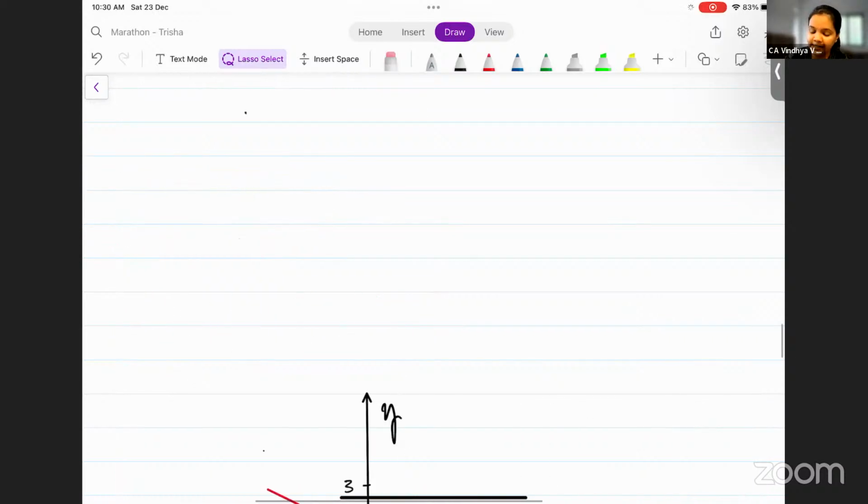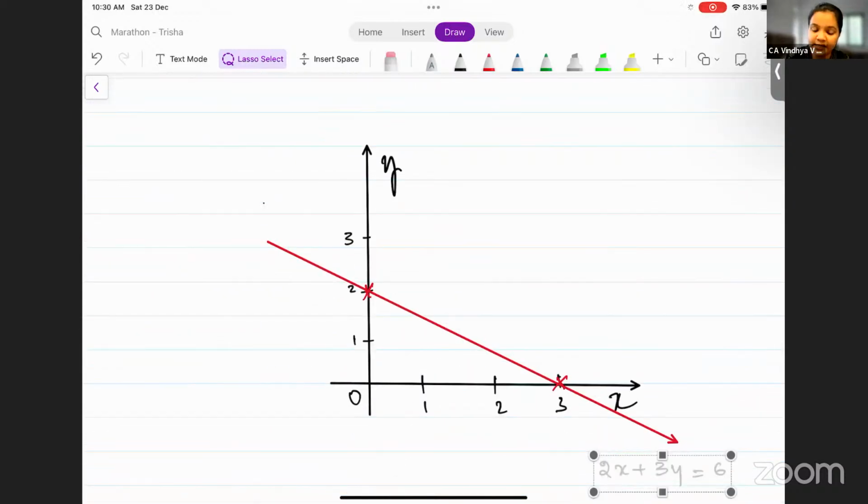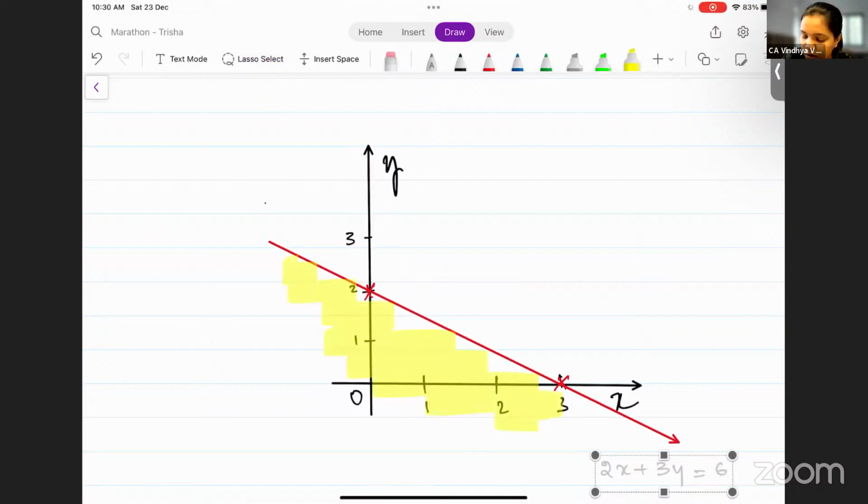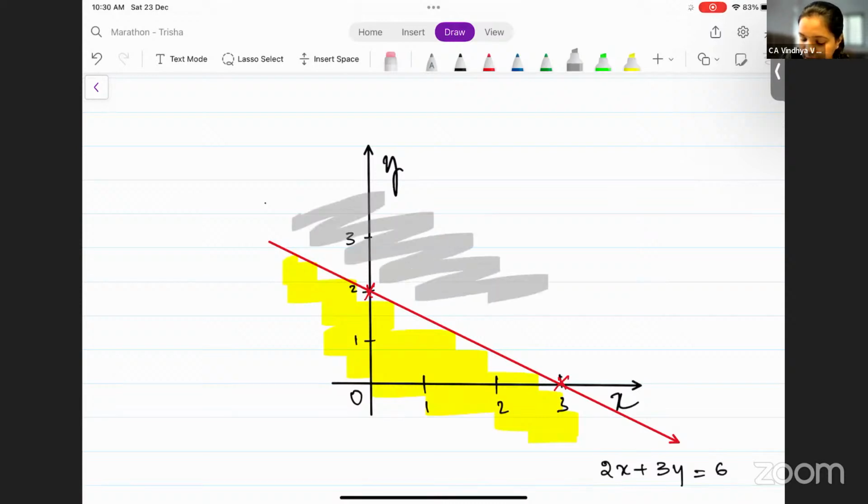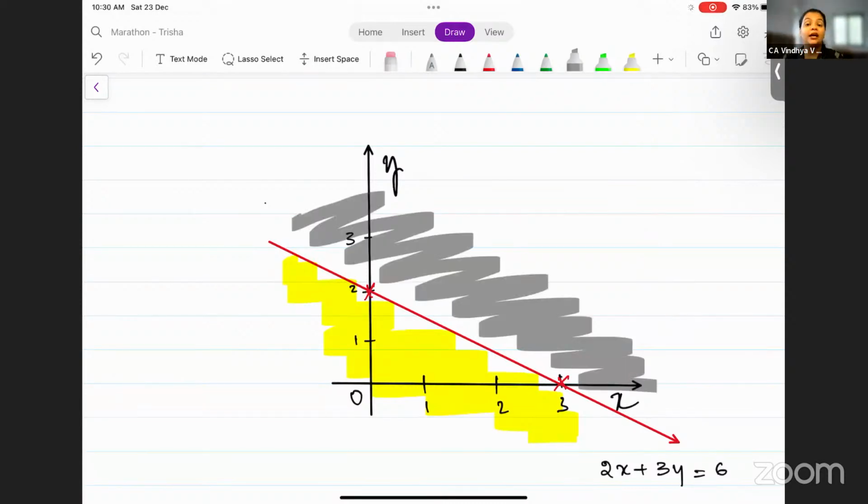So which area is correct? Is it this area that I've shaded with yellow, or is it the other area that I've shaded with gray? That is what we need to realize. That is what we need to understand. Which area is correct?